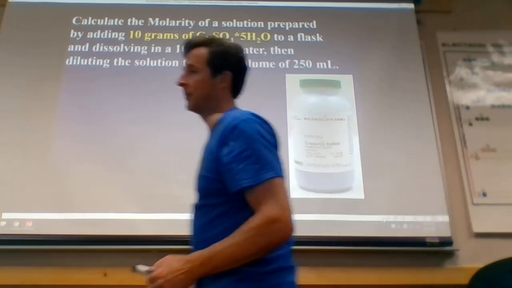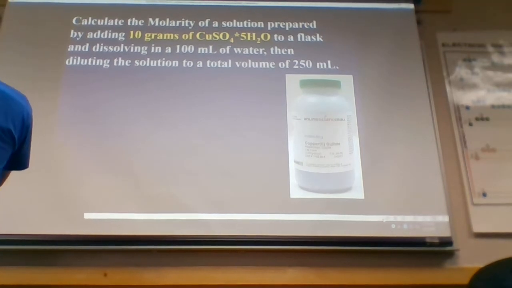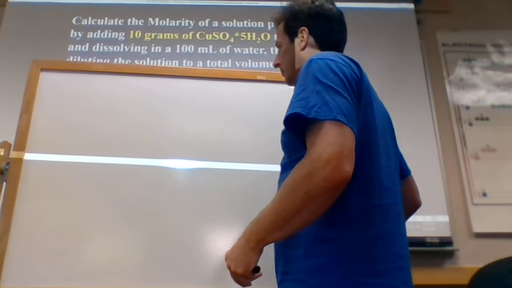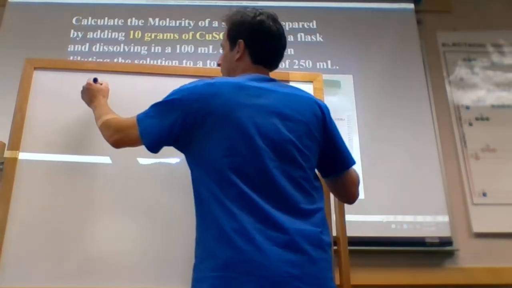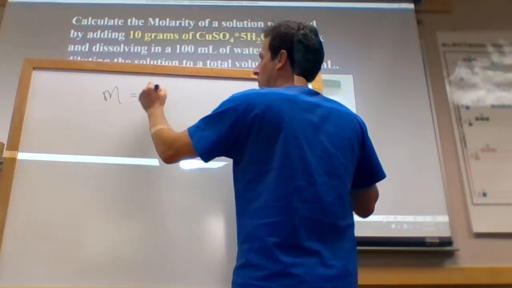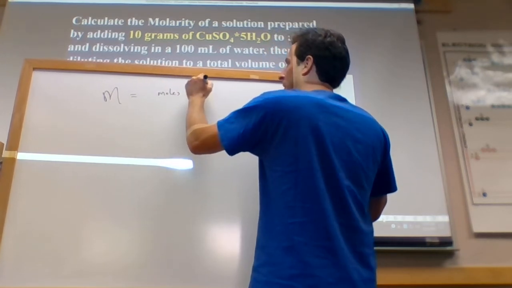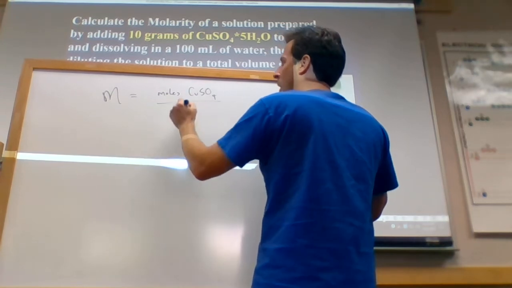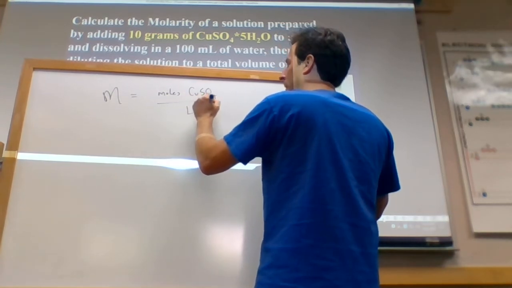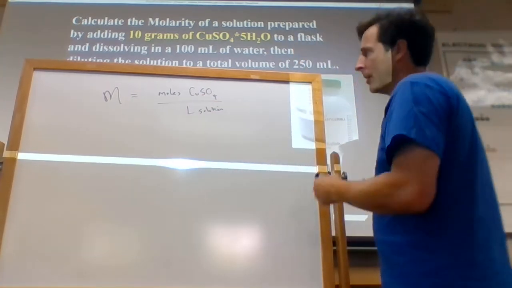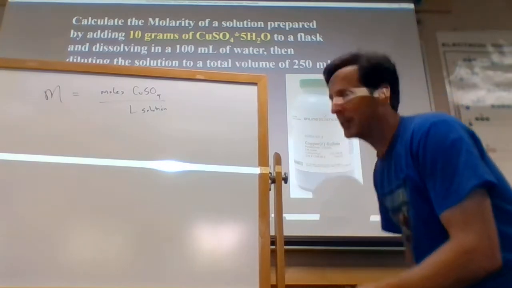Well, essentially, we know the molarity equals the moles over the liters. So I'm going to treat this one: molarity equals the moles of the compound copper 2 sulfate, over the liters of solution that I'm making. Now, let me talk a little bit about the compound, because the compound itself may have some information that throws you off.